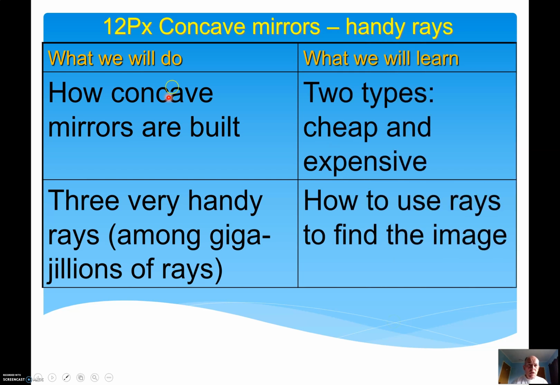So we talked about what they are and how they're built, two types, spherical and parabolic, and looked at three very handy rays amongst zillions and jillions of them, gigajillions, to pin down what's going on, because they're going to be useful to find an image.